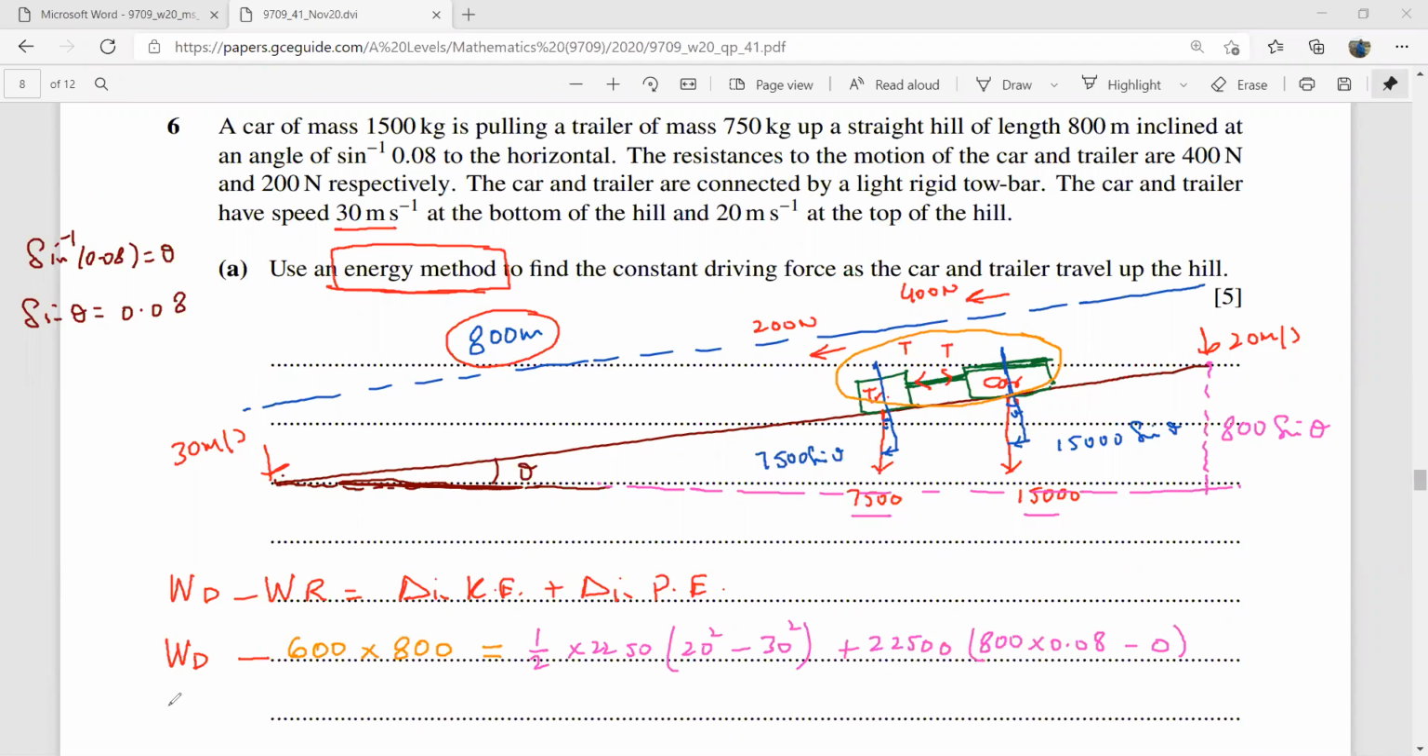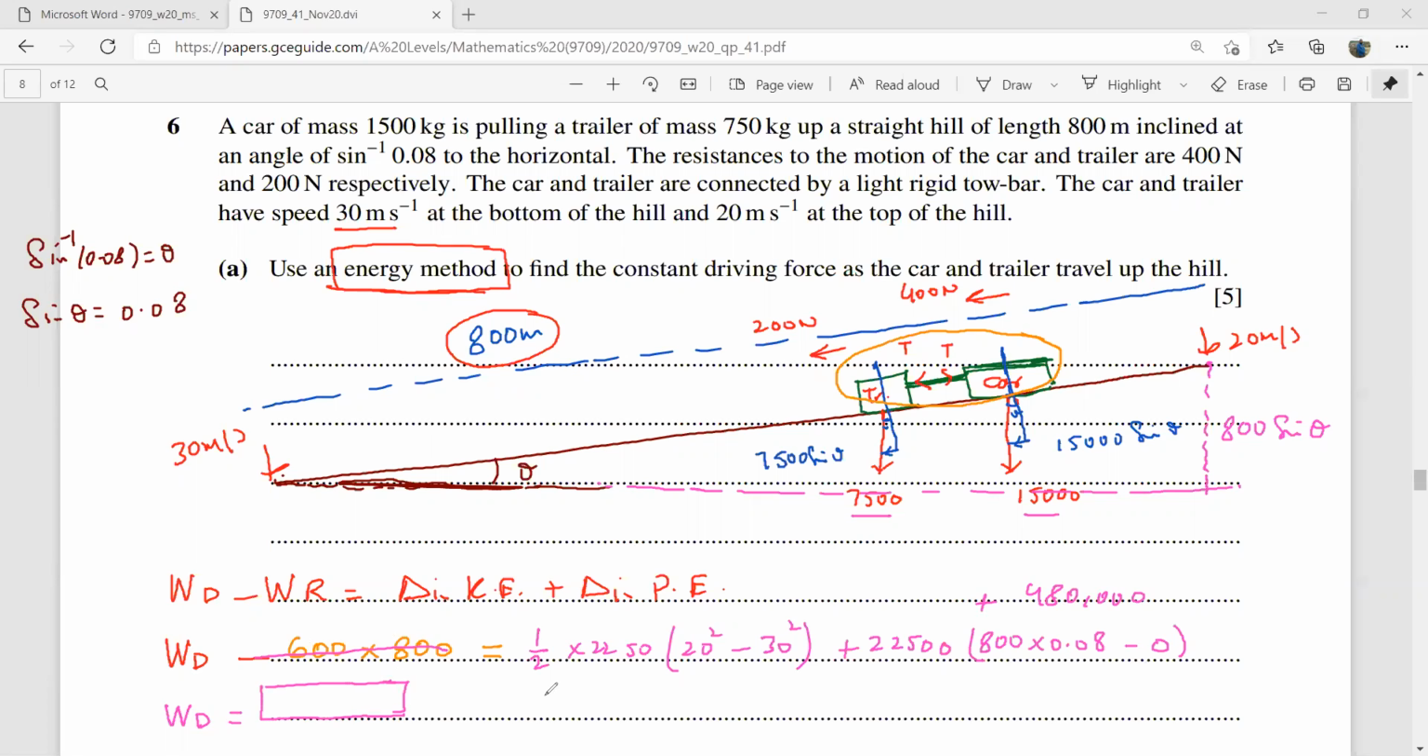Now, please use your calculators and tell me what is the work done by the driving force. Now, you have to do all this manipulation. This thing will go to the other side. This will be added here, plus 480,000 here. Okay. Now, whatever you get, that will be the work done by the driving force. I'm leaving that up to you.